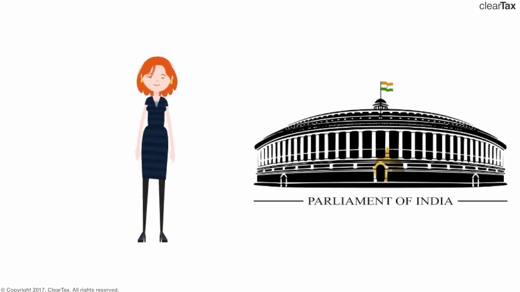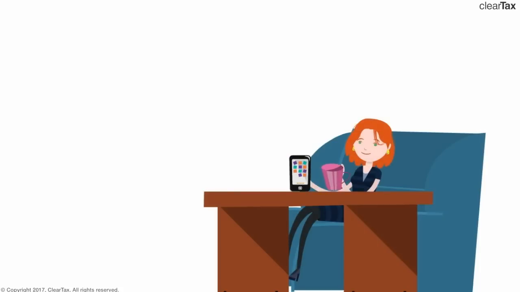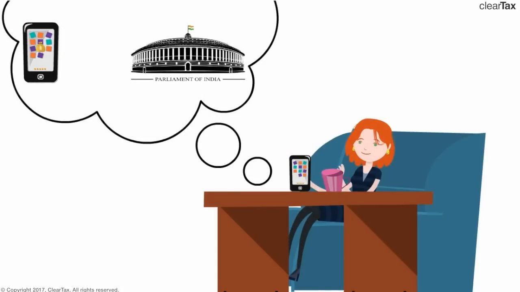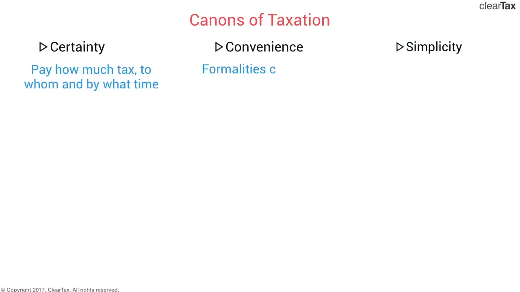That's an absolutely horrible system because there's no convenience for the taxpayer to pay tax. An ideal tax structure is where the taxpayer can pay tax by just one click of her mouse. Well, it can't be so simple, but you get the point. It has to be super convenient for the taxpayer, and that's simply the canon of convenience.